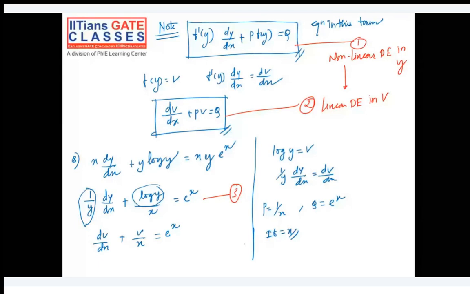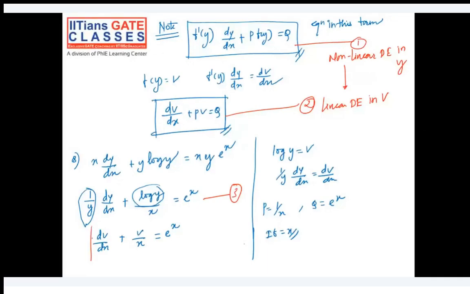dv by dx plus v by x is equal to e to the power x. This is now a linear equation in v. So here p is 1 upon x.